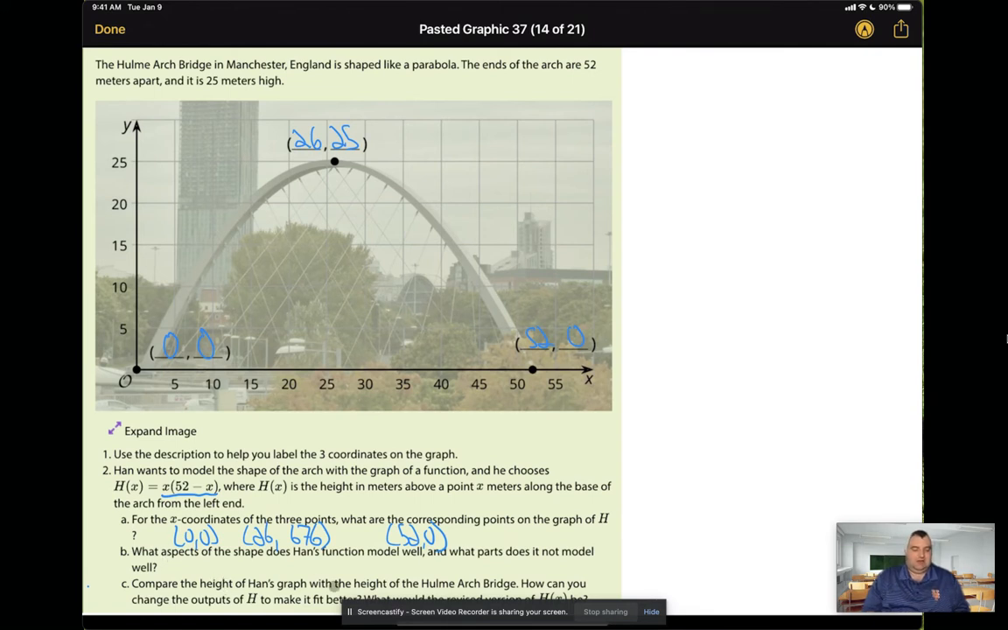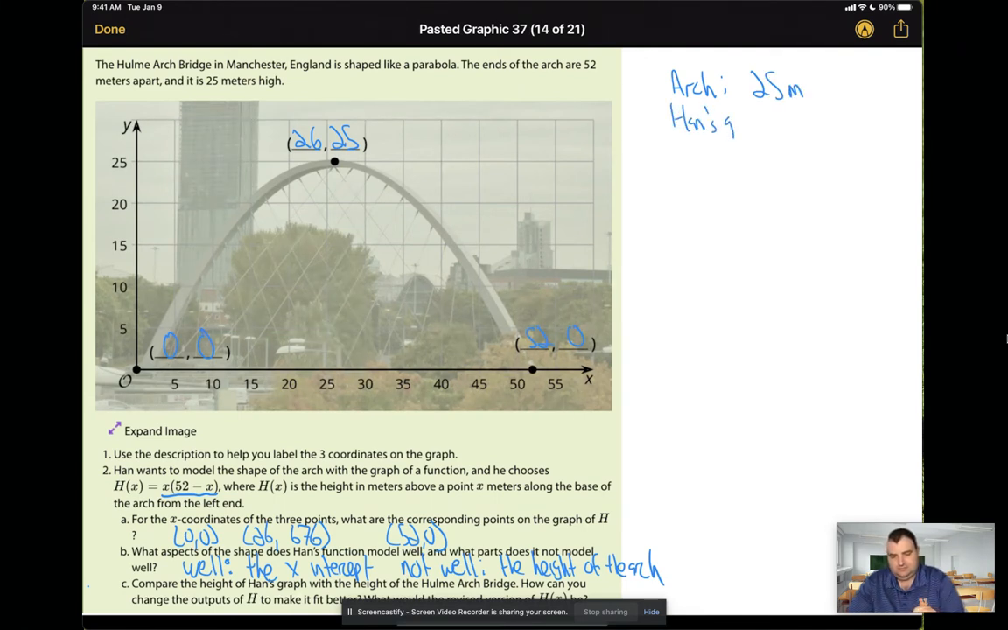What aspects of the graph does Han's function model well? It models the x-intercepts well. And what parts does it not model well? It does not model the height of the arch. Part C: compare the height of Han's graph with the height of the Holmay arch. The arch has a height of 25 meters, and Han's graph has a height of 676 meters.